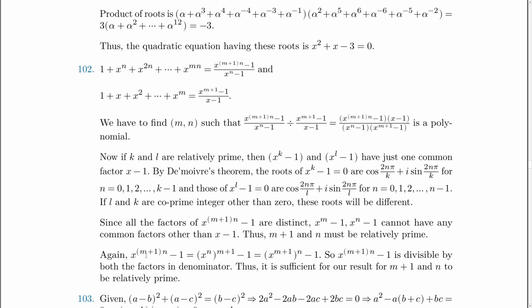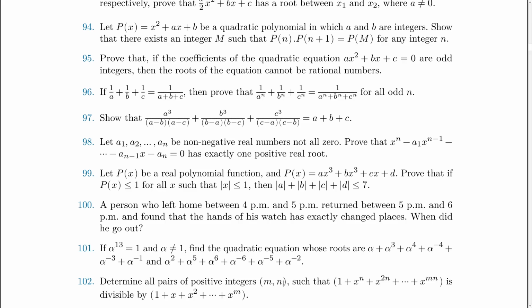Again, we see that x to the power (m+1)(n-1) is equal to x to the power (m+1) to the power n minus 1. So x to the power (m+1)(n-1) is divisible by both the factors in the denominator. Thus it is sufficient for our result for m+1 and n to be relatively prime. So if they are relatively prime, then we have all the positive integer pairs of m and n.